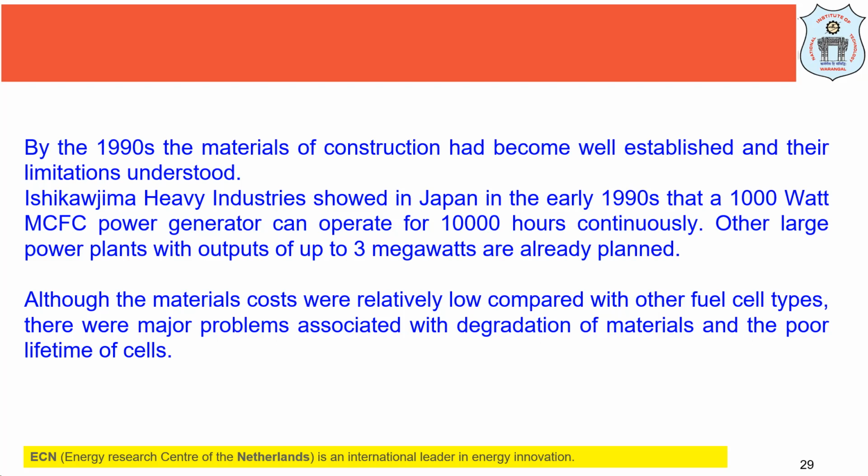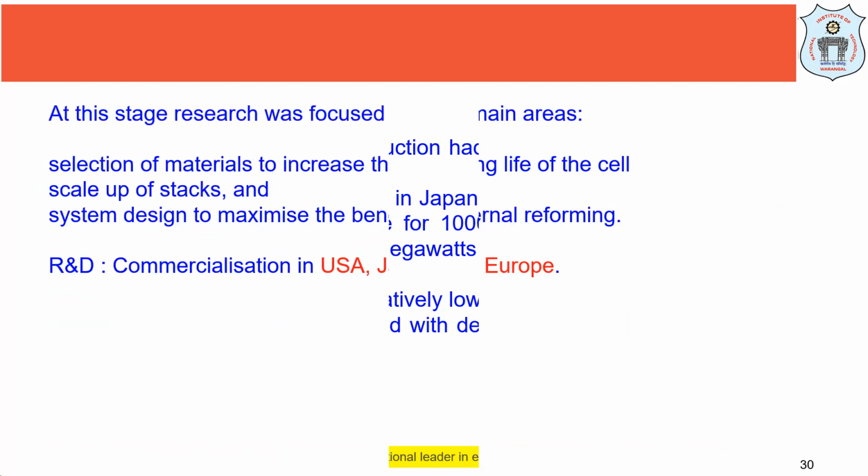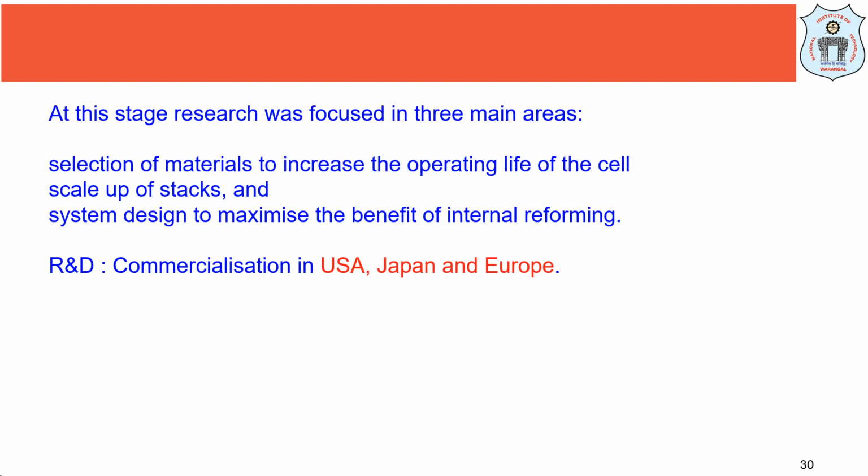At this stage, the research was focused on three main areas. People started working on what kind of material has to be selected so that we can increase the operating life of the cell. We can do that by improving the electrolyte and its support and reducing the electrolyte losses during operation. Then they did scale up of stacks and system design to maximize the benefit of internal reforming. These are the research areas people have worked in on molten carbonate since the 1990s.